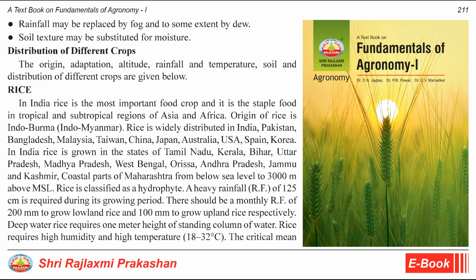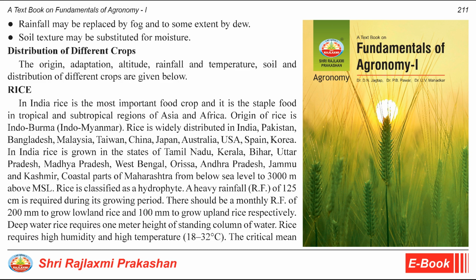Rice. In India, rice is the most important food crop, and it is the staple food in tropical and subtropical regions of Asia and Africa. Origin of rice is Indo-Burma, Indo-Myanmar. Rice is widely distributed in India, Pakistan, Bangladesh, Malaysia, Taiwan, China, Japan, Australia, USA, Spain, Korea. In India, rice is grown in the states of Tamil Nadu, Kerala, Bihar, Uttar Pradesh, Madhya Pradesh, West Bengal, Odisha, Andhra Pradesh, Jammu and Kashmir, coastal parts of Maharashtra, from below sea level to 3,000 meters above MSL.